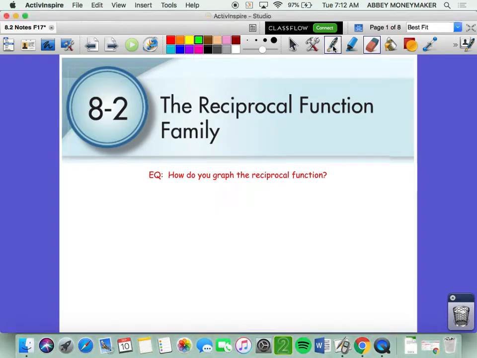Hey guys, today we are starting Module D, and Module D is all about rational functions. In the second video of 8.3, I'll talk more about what a rational function is, but just to get our feet wet and get introduced to the module, we're going to talk about what a reciprocal function is. You've heard the word reciprocal before when we're talking about fractions, and that's exactly what this function is going to look like.